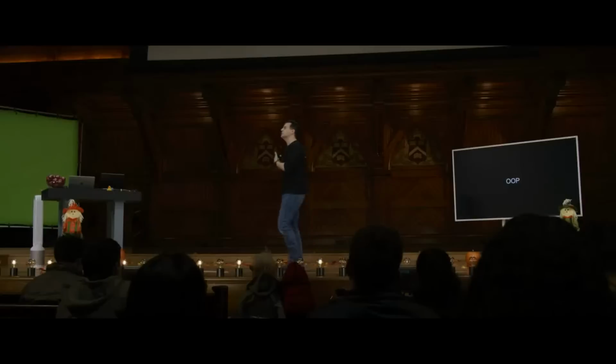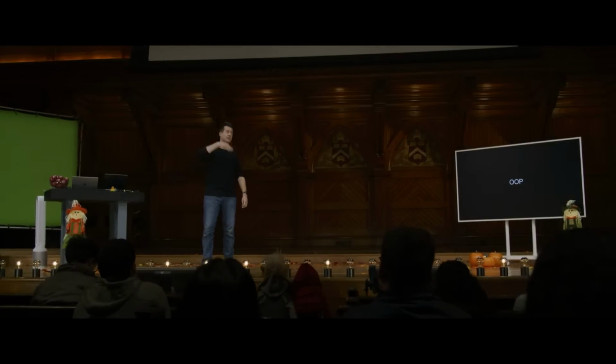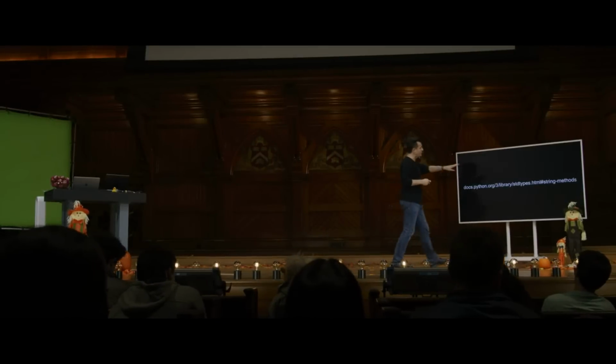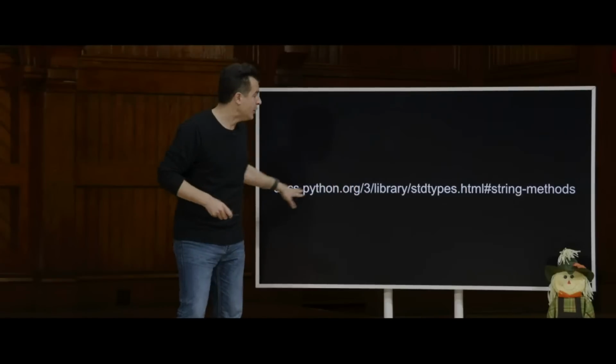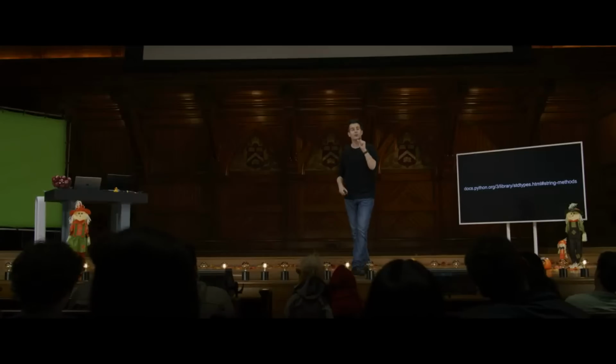So in the world of object-oriented programming, functions like toUpper and toLower and isUpper and isLower are not just in some random library that you can use. They're built into the strings themselves. And what this means is that in the world of strings in Python, here, for instance, is the URL of the documentation for all of the functions, otherwise known as methods, that come with strings.